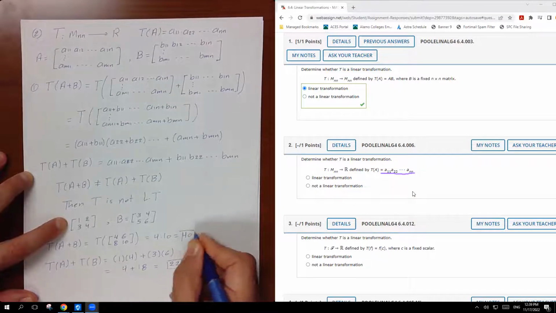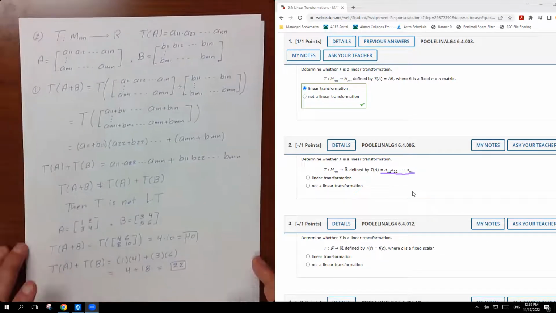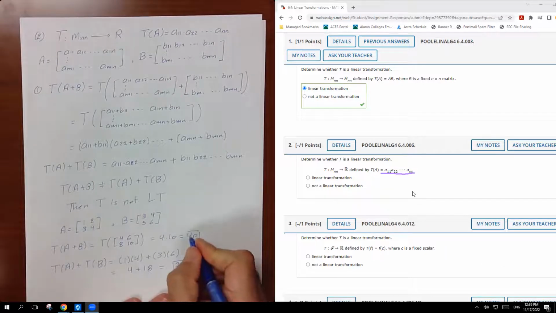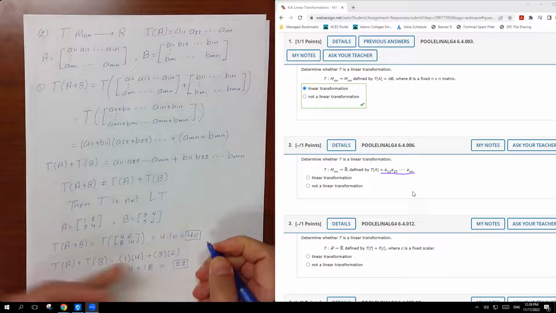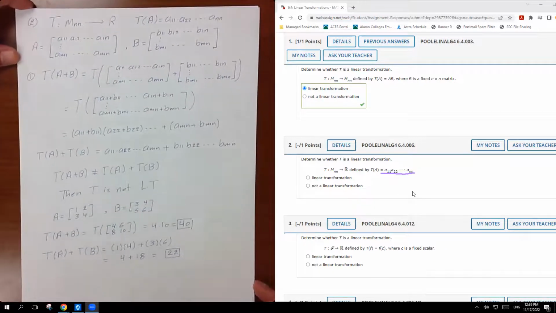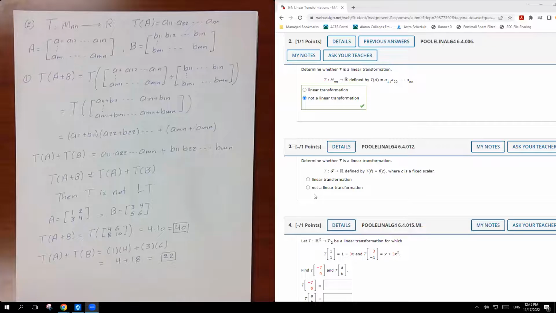This is just a special case to prove that this one is not a linear transformation. So we're going to choose it's not a linear transformation. That's it for this example. We got it right. Let's move to example 3.